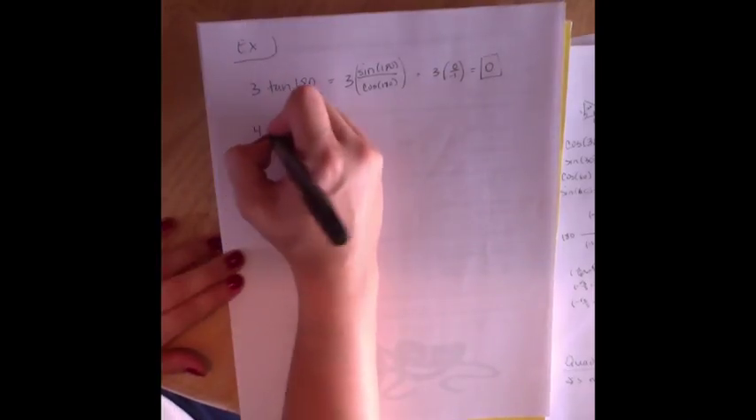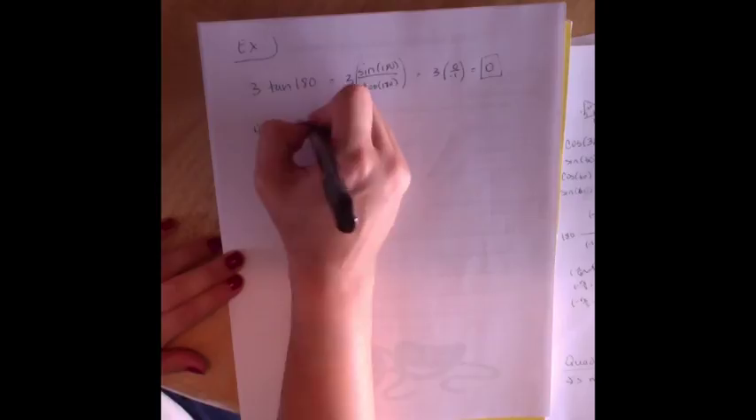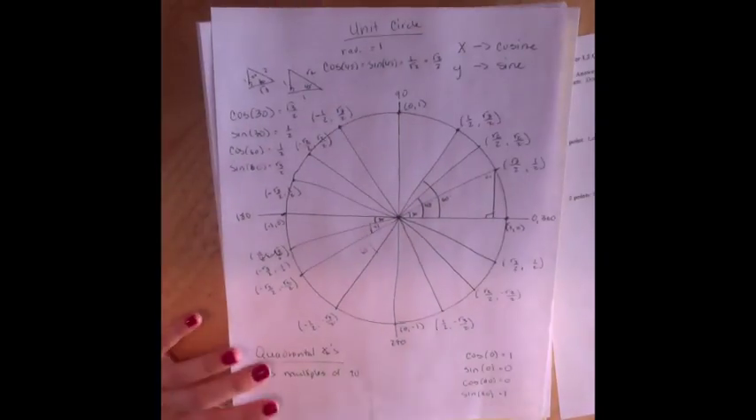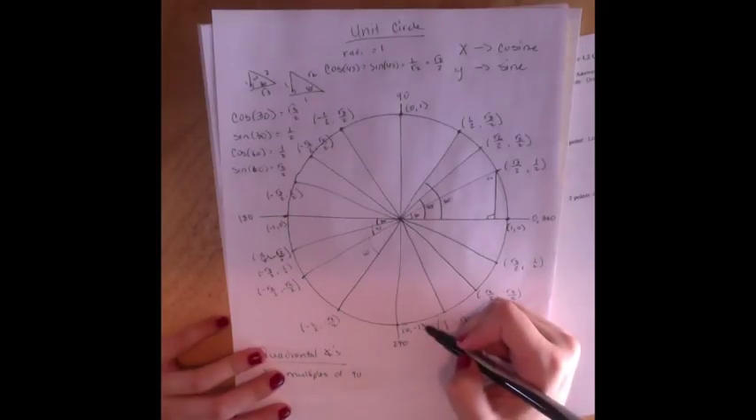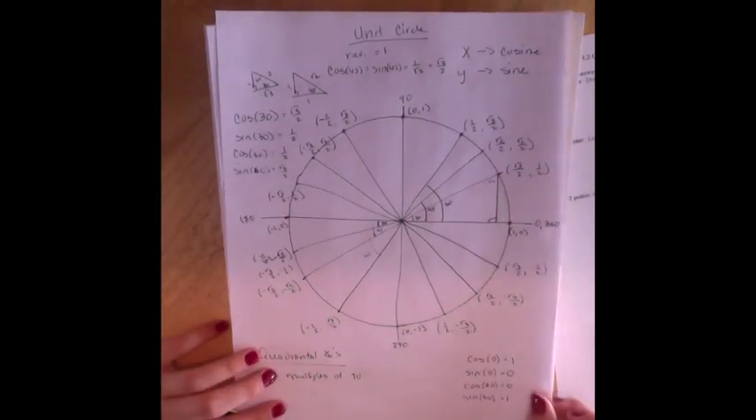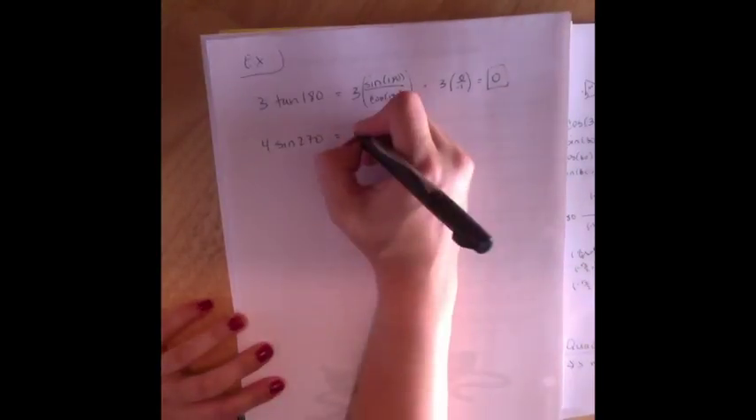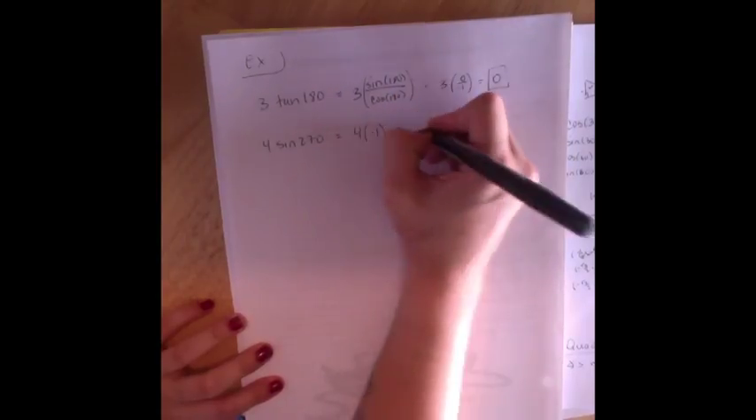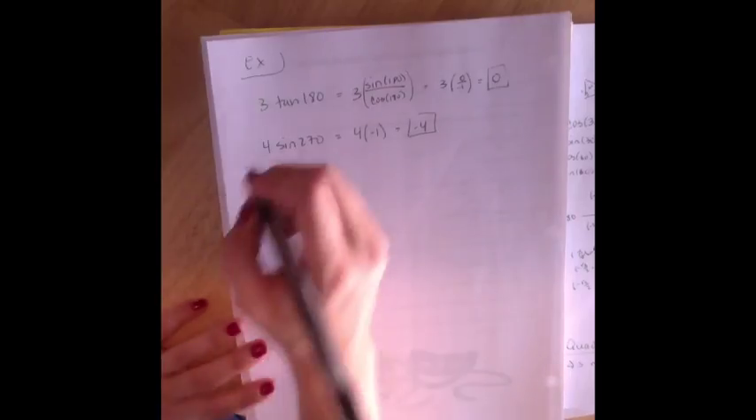Let's look at 4 sine of 270. Okay, 270 is here. Sine is the y value. My y value is -1. So this is 4 times -1, which is -4. The sine of 270 is -1.